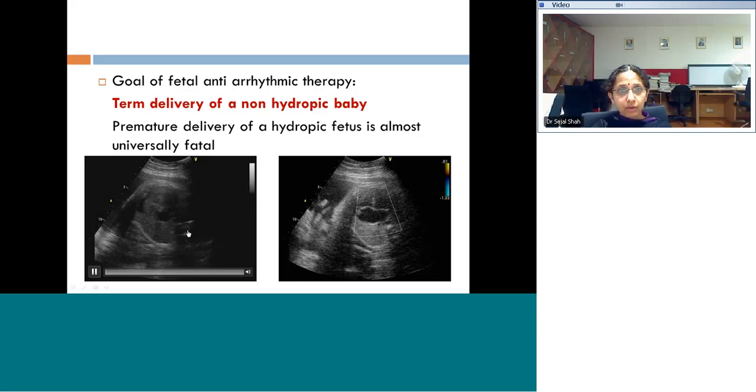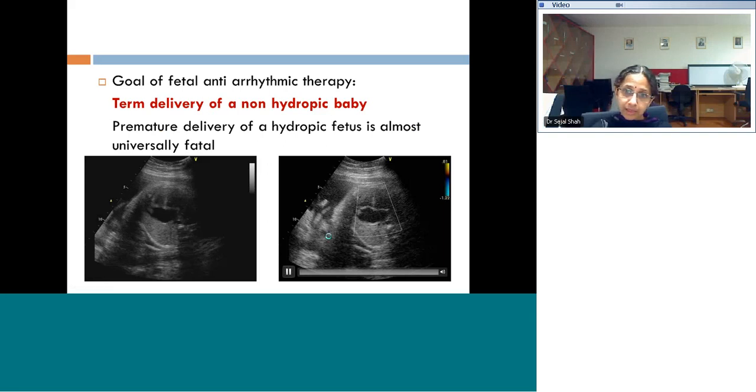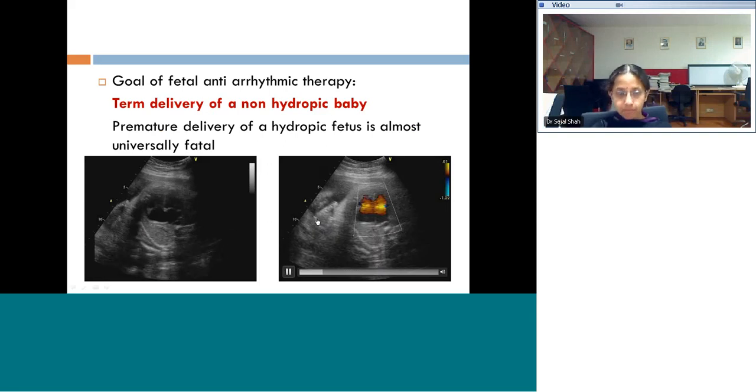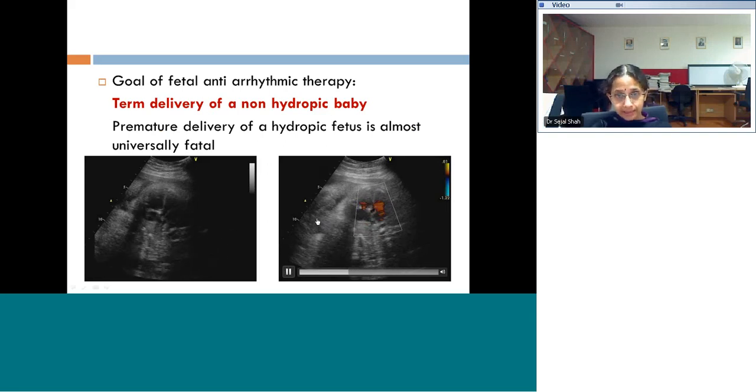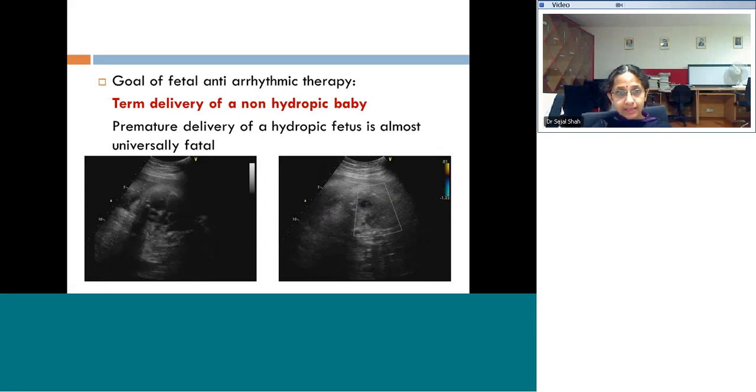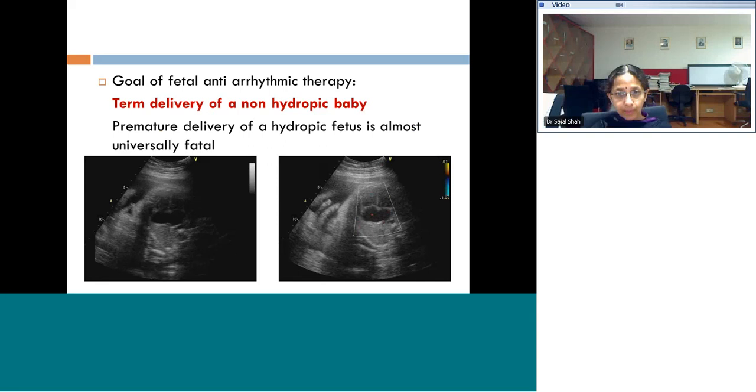Now, what is the goal of anti-arrhythmic treatment? Do we treat all babies with SVT? Maybe not. There is a little controversy in this understanding. On one side, we say that our aim is term delivery for a non-hydropic baby, because a premature delivery of a hydropic baby is usually fatal.